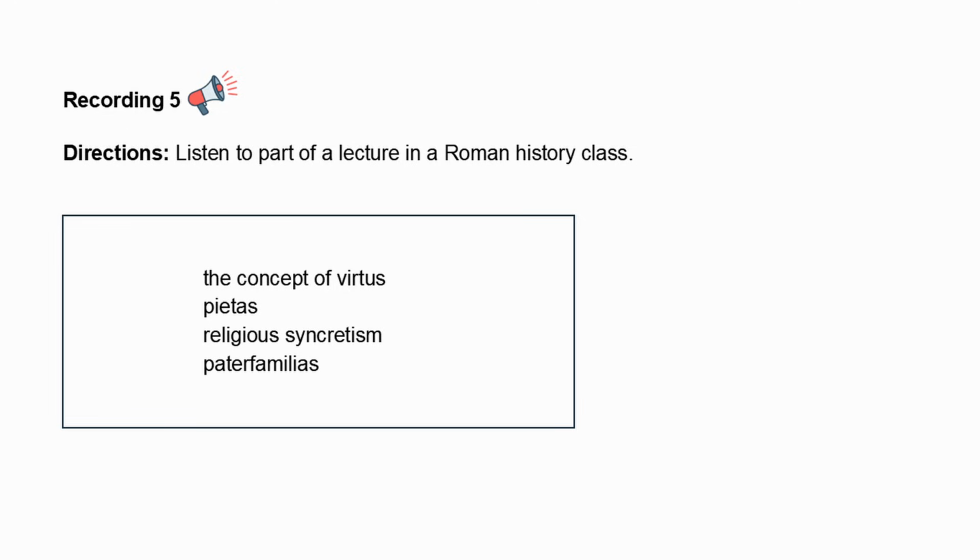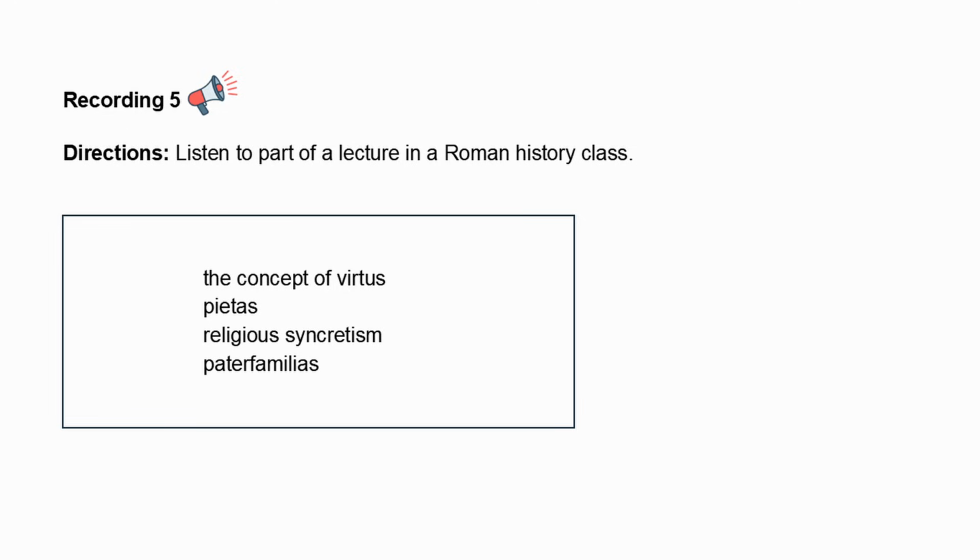That's an enormous geographic area with hundreds of different local cultures. But what's fascinating is how the Romans managed to create a unifying cultural framework that could accommodate this diversity while still maintaining a distinctly Roman identity. Let's start with what I consider the foundation of Roman culture, the concept of virtus.